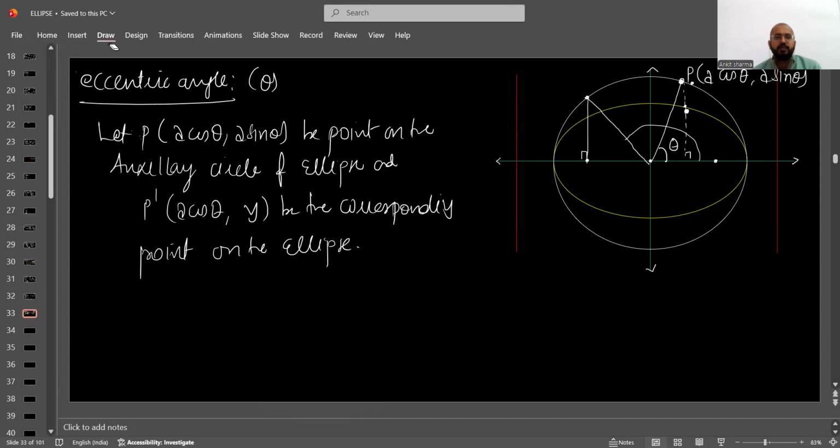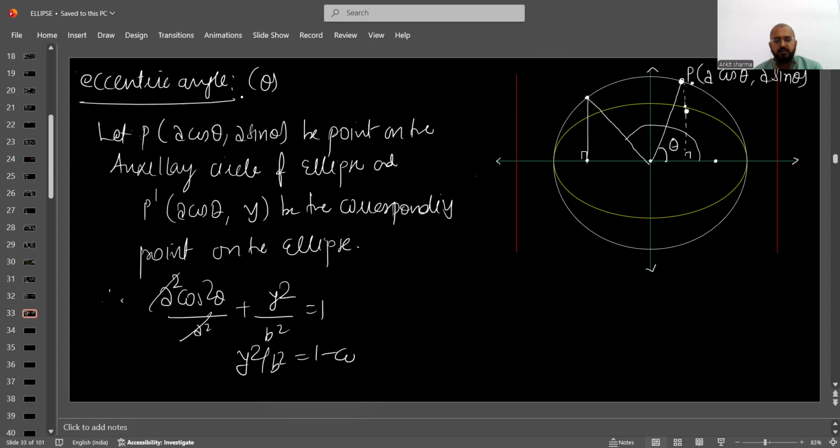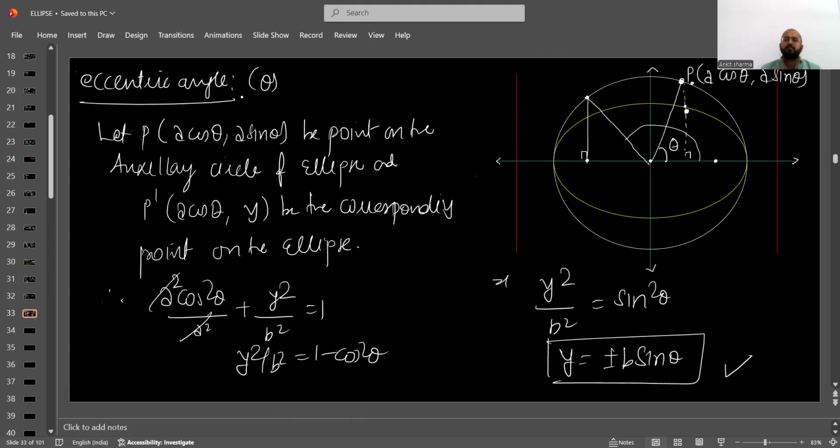So now you can work with any one of them. So I'd like to work with this now. So we can just plug it into the ellipse. So we have a square cos square theta by a square plus y square by b square is equal to 1. So a square gets cancelled. That means from here I get y square by b square is equal to 1 minus cos square theta. So I get y square by b square is equal to sin square theta. So y is equal to plus or minus b sin theta. So I get to know my y.